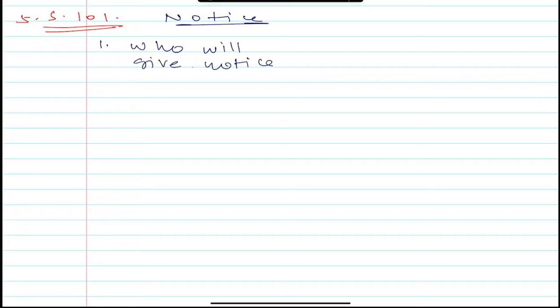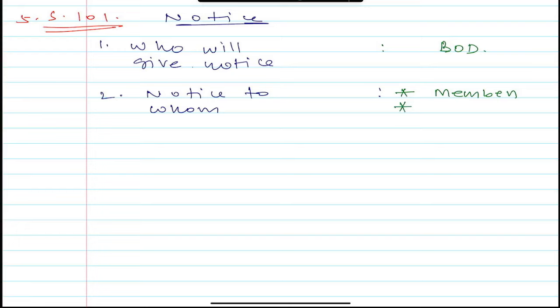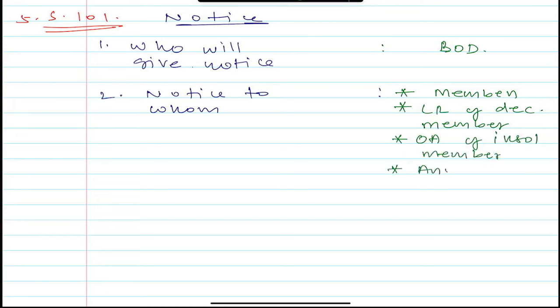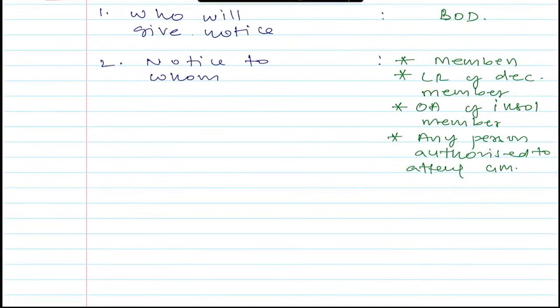Who will give notice? Board of Directors. Second question: notice to whom? Members, legal representative of deceased member, official assignee of insolvent member, any person authorized to attend the GM. Can you tell me the names of other persons authorized to attend the GM? Auditors, directors, all will come under the third category.